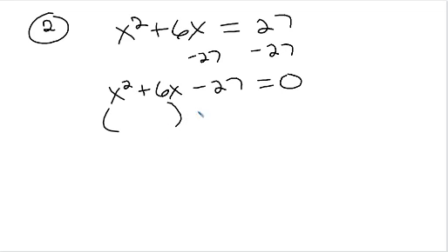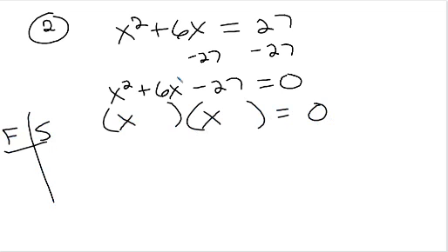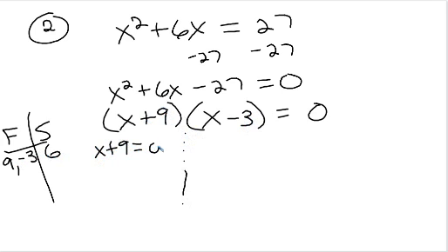And then I can proceed to factor it the same way, x and x. Find my factors and sum. I need two things that multiply to be negative 27, but combine to be 6. How about positive 9 and negative 3? 9 plus negative 3 is 6. That works. So it's x plus 9, x minus 3. Using the zero product property, I split these up. I said x plus 9 equal to 0. I said x minus 3 equal to 0, and I solved them both.